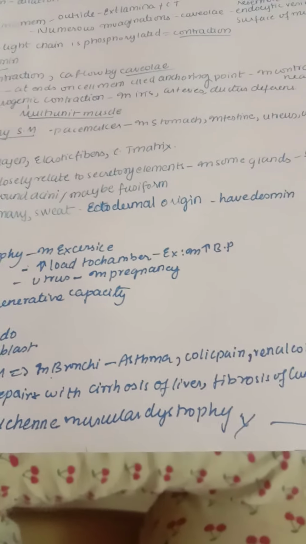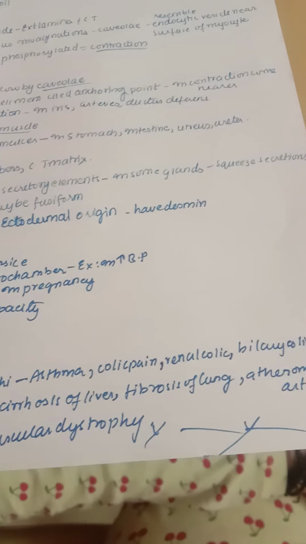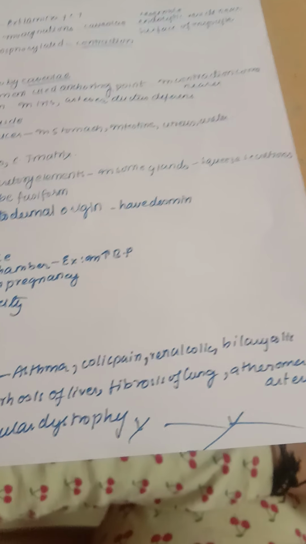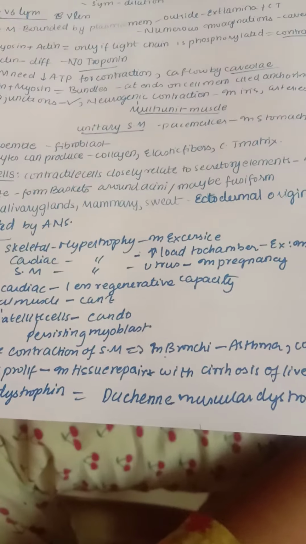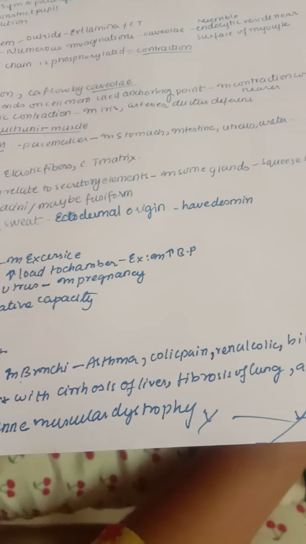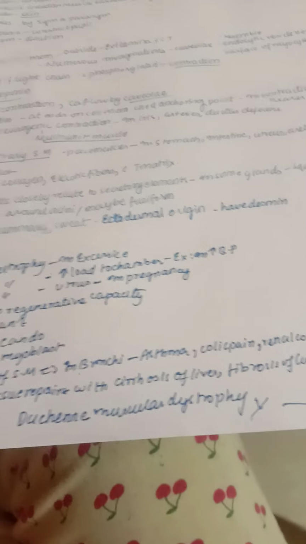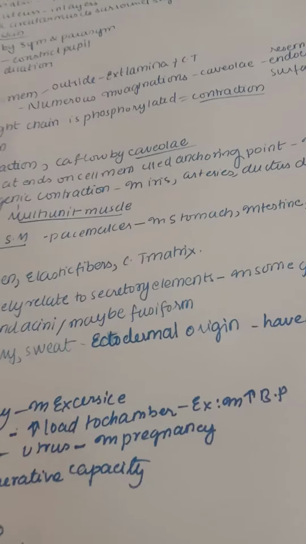Excessive contraction of smooth muscle in the bronchi leads to asthma, and also to colic pain, such as renal colic and biliary colic. Myofibroblast proliferation in tissue repair occurs with cirrhosis of the liver and fibrosis of the lung, and also causes atheromas of arteries. Absence of dystrophin causes Duchenne's muscular dystrophy. So these are some of the important points from the histology of muscle. By this we complete the histology of muscle.